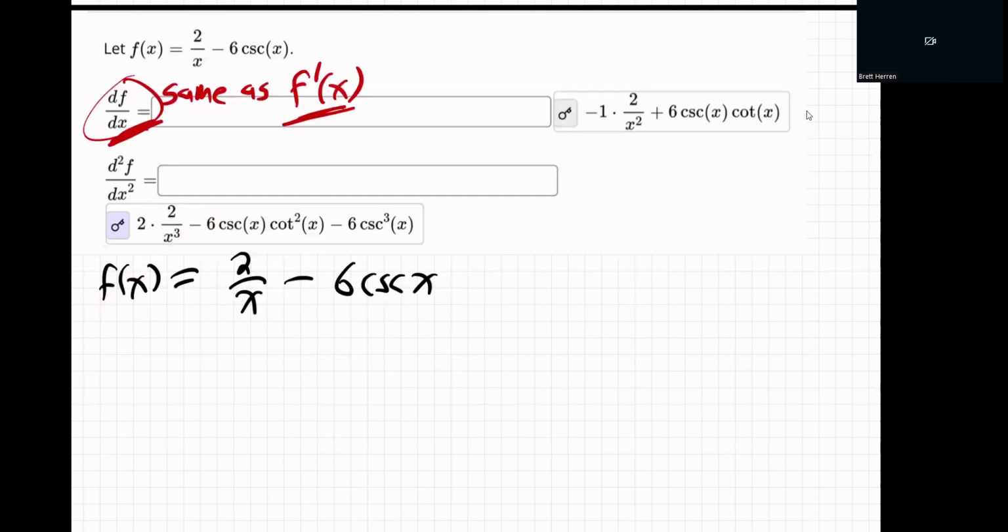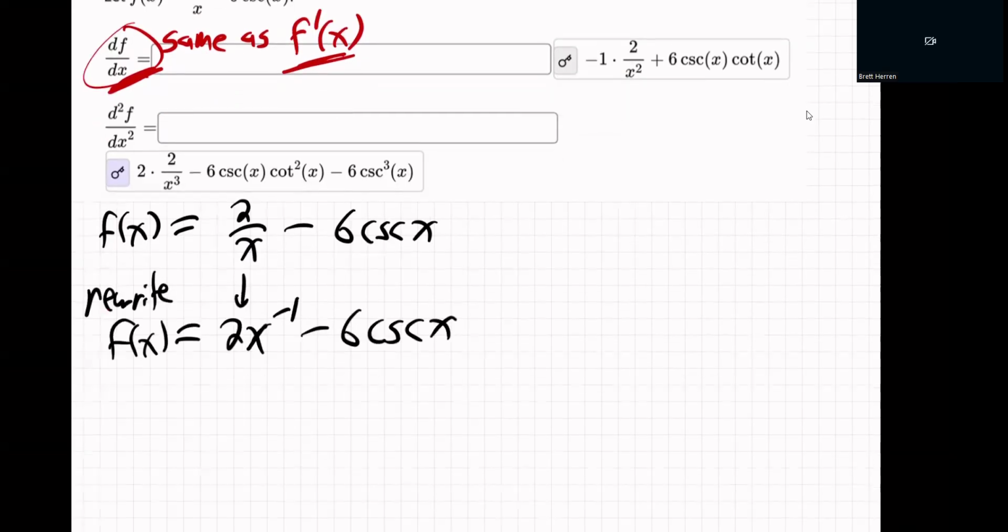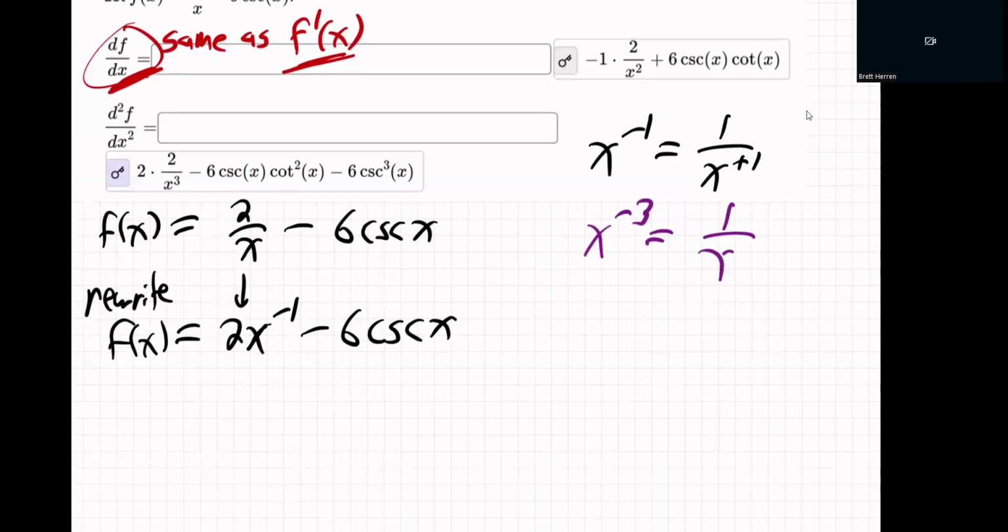Okay, anyway, before I take the derivative, I'm going to rewrite f of x to make the derivative easier. Specifically, this is going to become 2x to the minus 1. The other part is going to stay the same. Now, why am I doing that? Well, first off, do you know that's true? Do you know that x to the negative 1 power is 1 over x to the positive 1, a regular one? Just like x to the minus 3 is 1 over x to the positive 3, etc.